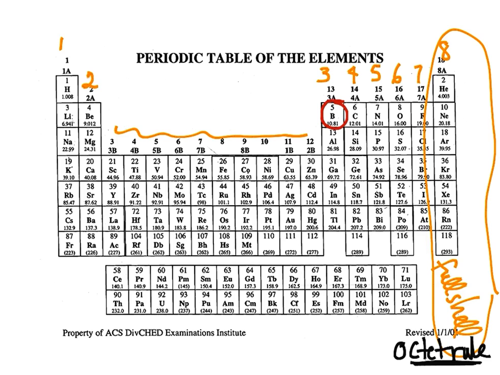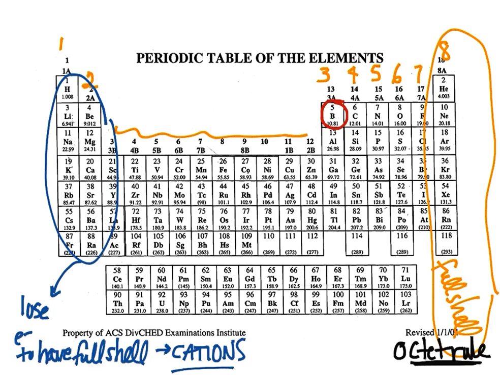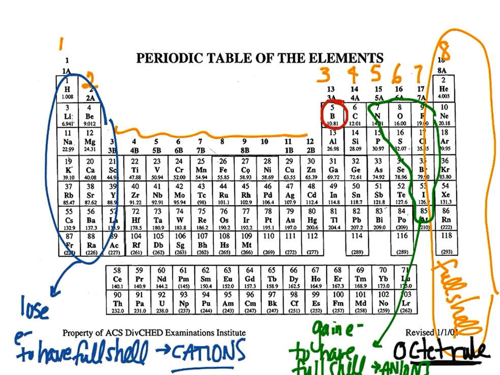Now, if we continue this idea of the octet rule, metals, like these guys, they tend to lose electrons in order to get a full octet, and they form cations. Over here, these nonmetals near the right, they tend to gain electrons until they have a full shell, and they form anions, those shown in green here.